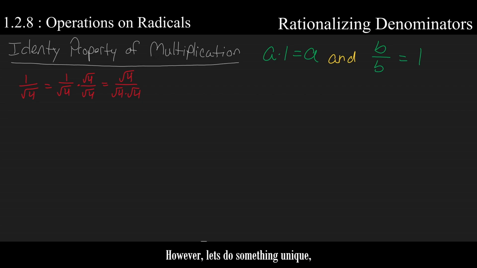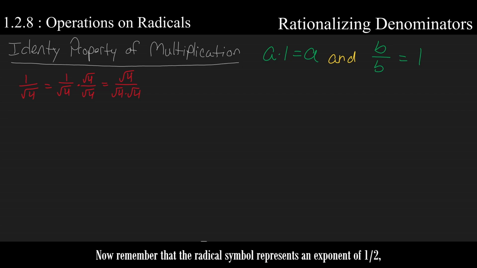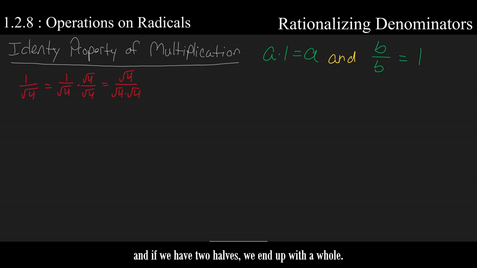However, let's do something unique. We are going to multiply the denominators together. Now remember that the radical symbol represents an exponent of 1/2. And if we have 2 halves, we end up with a whole.